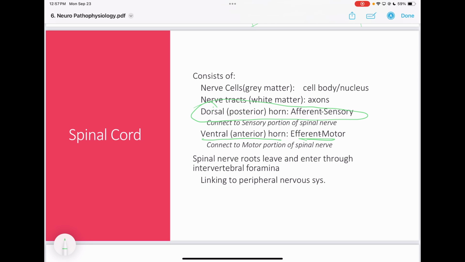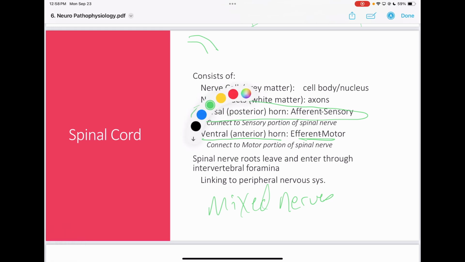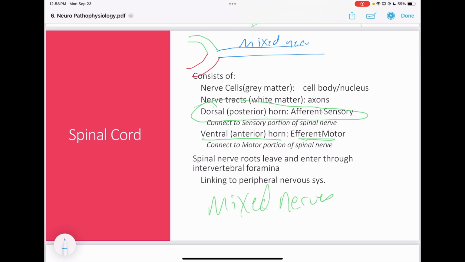Okay, those are always going to be that direction. The spinal nerve roots are called mixed nerves because you have the sensory coming from one area, we have the motor coming from the other area, and they make the mixed nerve. It's got sensory and motor built into it. It's a mixed nerve.